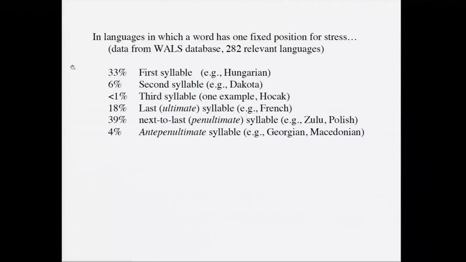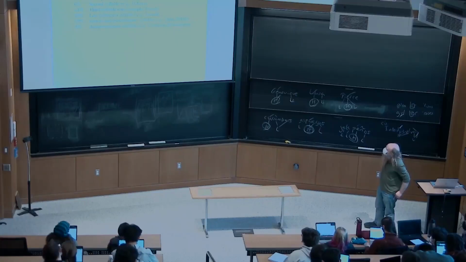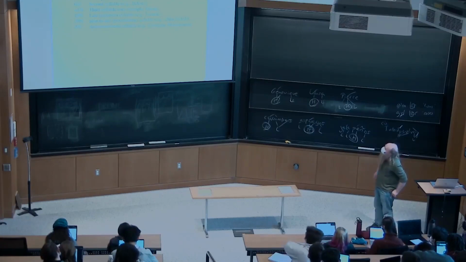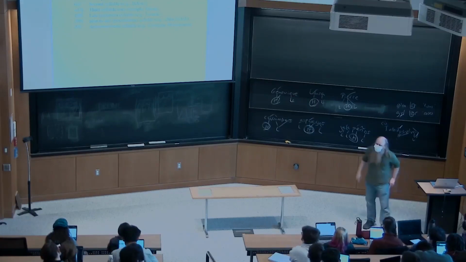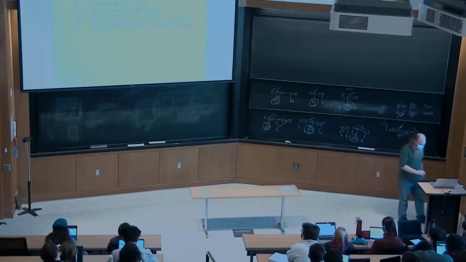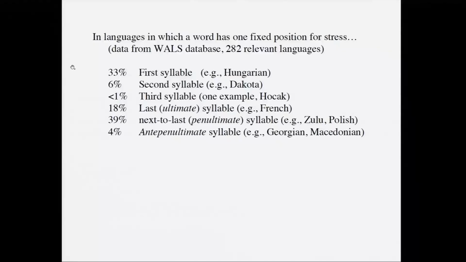Then you can see there are some other patterns that are less common. So the last syllable is not uncommon. And then there are some really weird systems like Ho-Chunk, which is a Native American language, has stress on its third syllable. That's quite rare. There are some languages that have stress on the antepenultimate syllable. Antepenultimate, yeah. And some languages that have stress on the second syllable. So these are all patterns that you find. As you can see, these are patterns that are best described as stressing a syllable that is counted either from the left edge or the right of the word.